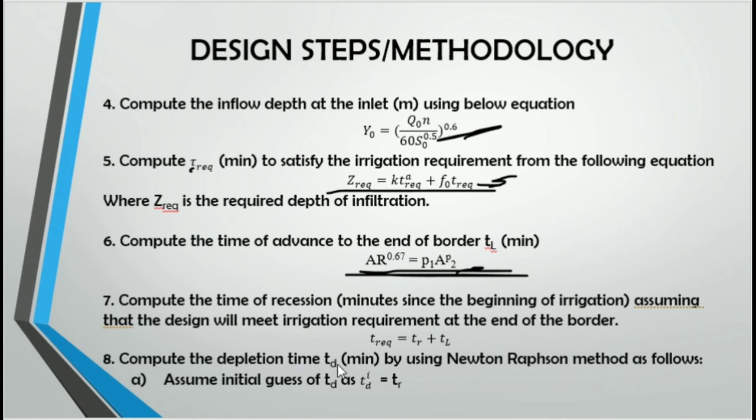Eighth, compute a depletion time TD by using the Newton-Raphson method as follows. First, to compute your time of depletion in minutes, assume an initial guess of time of depletion. Your initial time of depletion is equal to your time of recession, since your time of recession starts when your time of depletion ends.